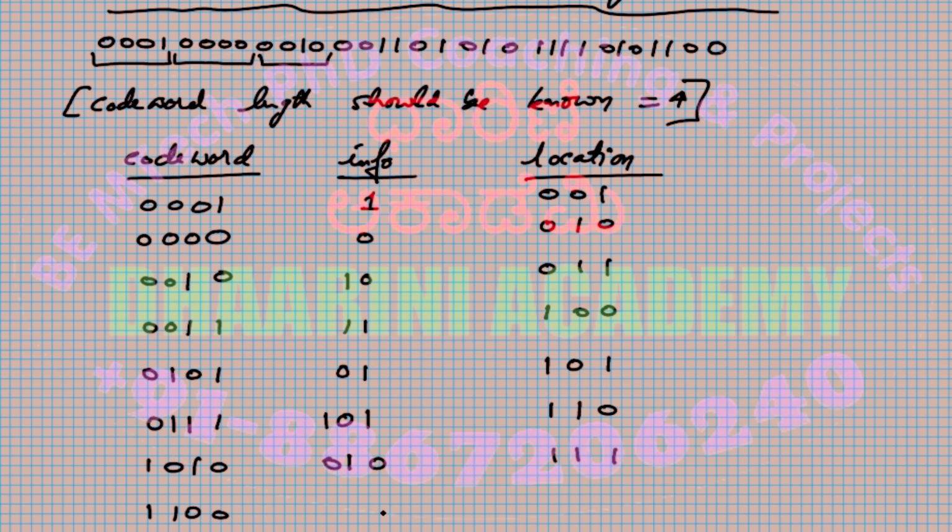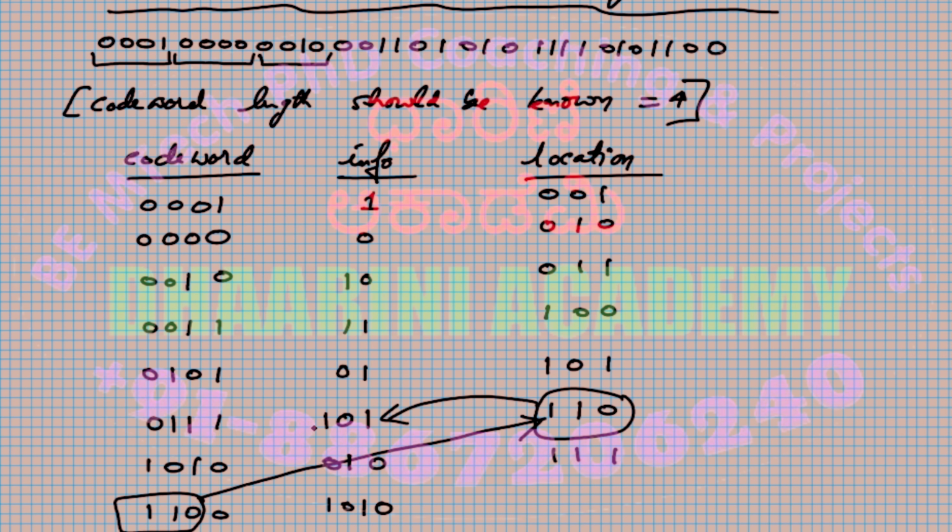Then I have the next data as 0. So I need 110 corresponding to 110. It is 10. So that is 1, 0, 1. No, no. Location is 110. Correct. See, this is location 110. In that location, whatever information you have, bring it to the prefix position. That's all.